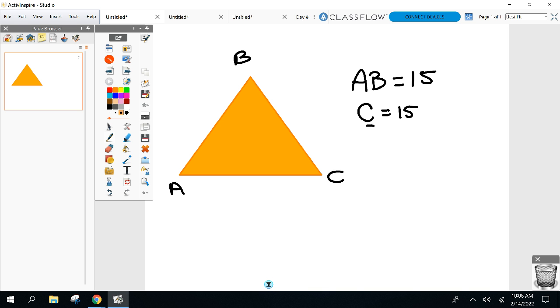So what is this lowercase c telling us? That the side across from angle C is 15. And then you're going to see lowercase a equals 11. So that tells us the side across from angle A is 11. Instead of naming it by the vertices, you're going to see it named by the angle across from it. So just a little heads up as we start today. You'll see this a little bit right now.